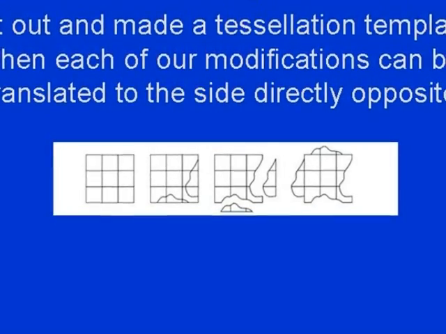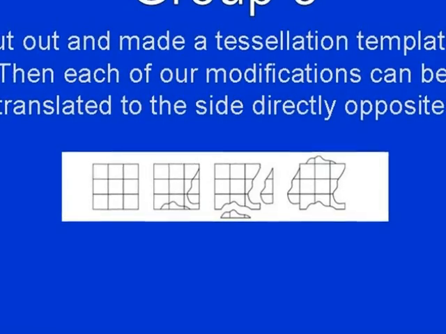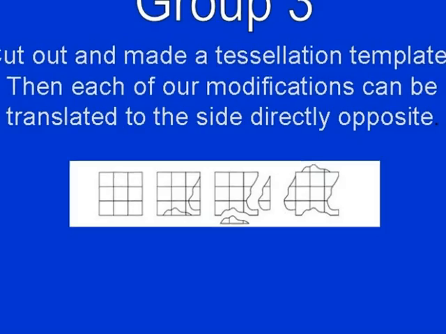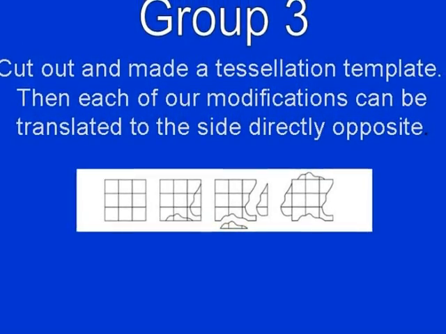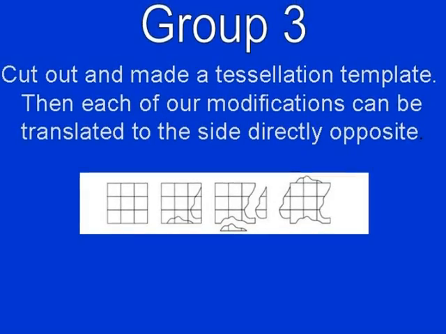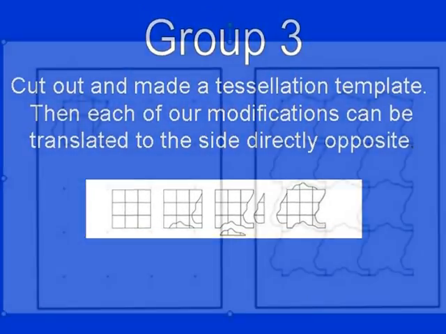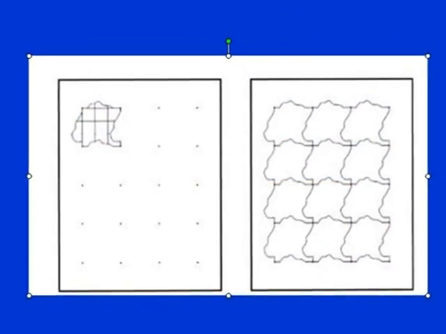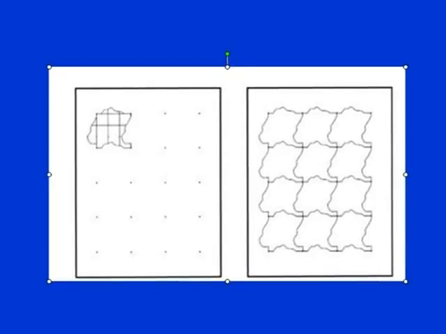Group 3 came up with a really cool idea where they cut out and made a tessellation template. Then each of their modifications can be translated to the side directly opposite. What a really cool idea, Ms. Rivers was thinking. This way their shape is completely unique to anybody else's, but completely forms a tessellation. Group 3 then showed the class: when you form one of the shapes, it then connects and forms a complete tessellation.